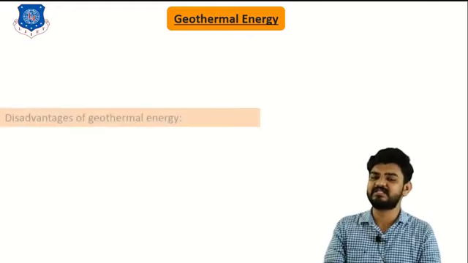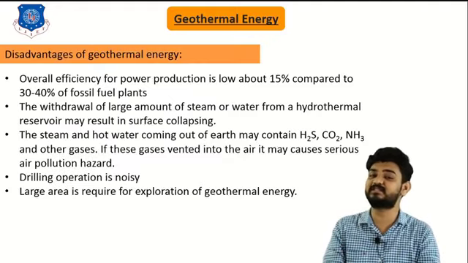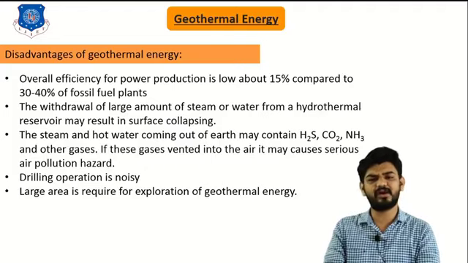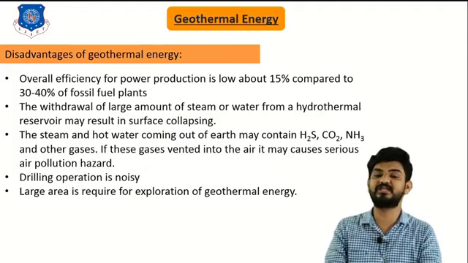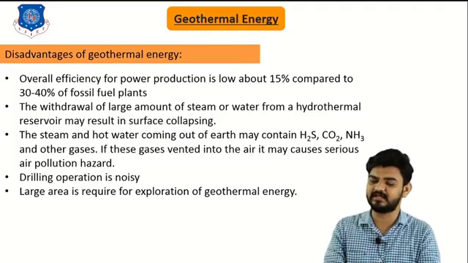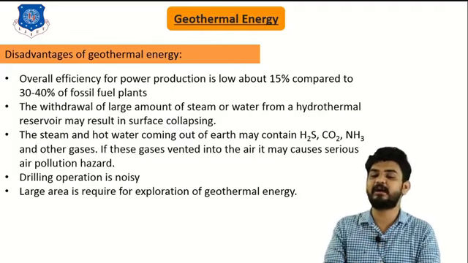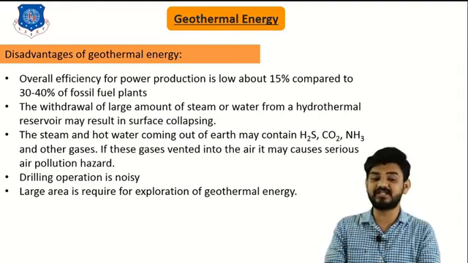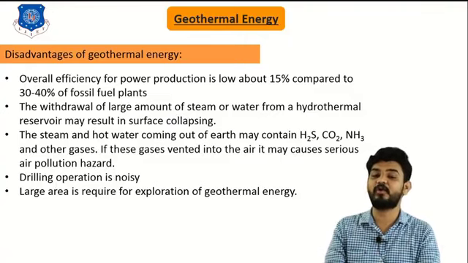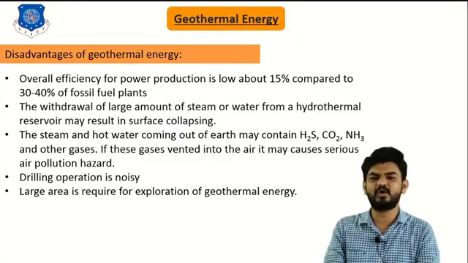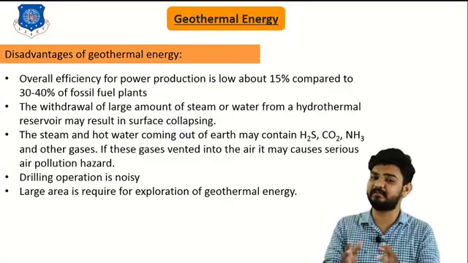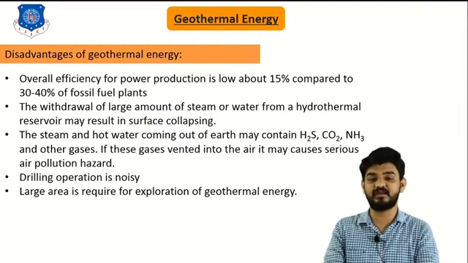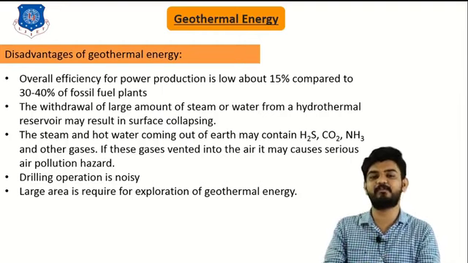Now let's discuss some of the disadvantages associated with this geothermal energy. The overall efficiency of power production is low with this geothermal energy. It is around 50% compared to 30 to 40% efficiency of a fossil fuel plant. Well, the withdrawal of a large amount of steam and hot water from a hydrothermal reservoir may result in surface collapsing. So if we continuously extract this steam and hot water from the earth, it could create a landscaping problem.